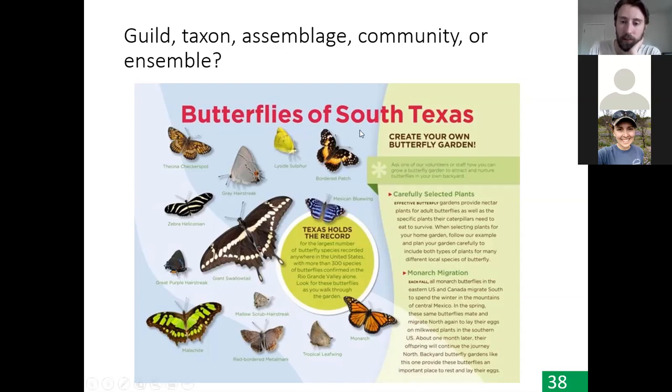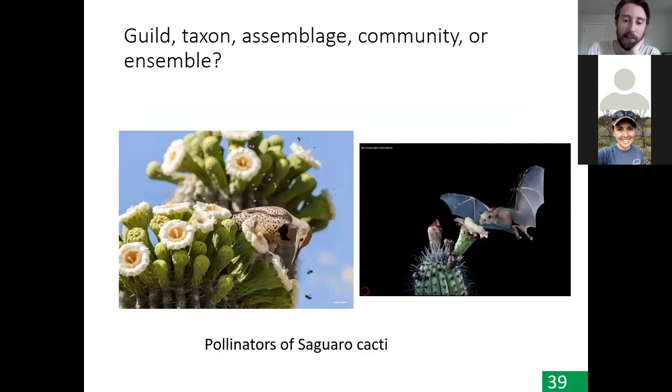All right, next example here, we've got pollinators of saguaro cacti. So here are some pictures. We've got a bat here, and then we've got a bird, and we've got a bunch of insects. Is this a guild, a taxon, an assemblage, a community, or an ensemble? All right, people are saying guild. I would argue that that is correct.